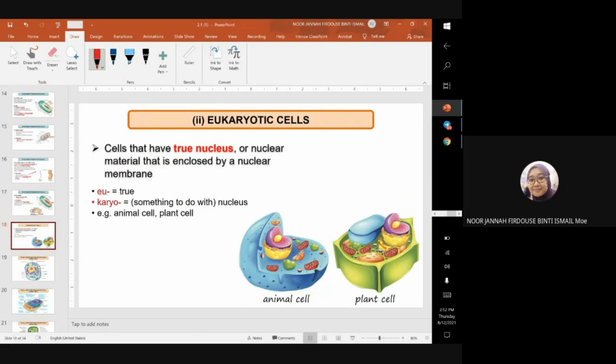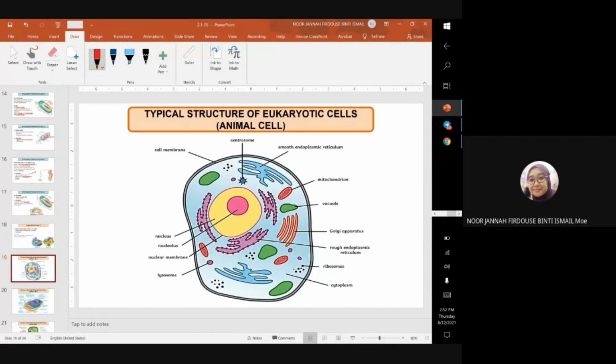Eukaryotic cells have true nucleus. True nucleus. U means true. True nucleus because the DNA, the genetic materials are enclosed in a nuclear membrane. Okay, nuclear membrane. The typical structure of animal cell, because eukaryotic includes animal and plant cell.